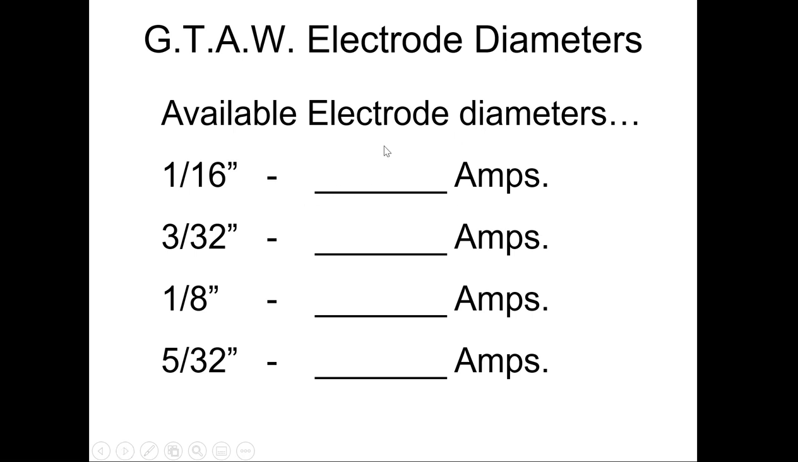When it comes to diameters, we already talked about these diameters and what they represent: 187 amps, 125 amps, 94, and 63 amps. It's 1 amp per thousandth of an inch, so it makes it very, very simple.